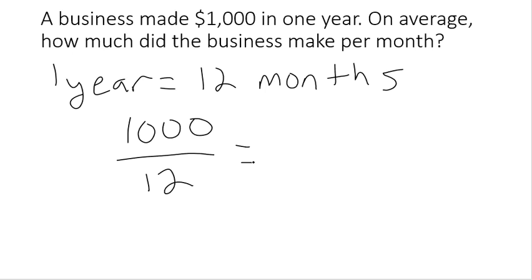1,000 divided by 12 gives us approximately $83.34 per month. So that's saying that if we split up that $1,000 evenly between the 12 months in the year, we'd end up with $83.34 per month.